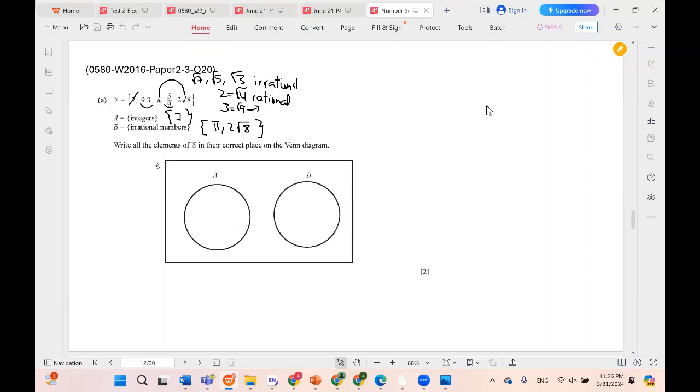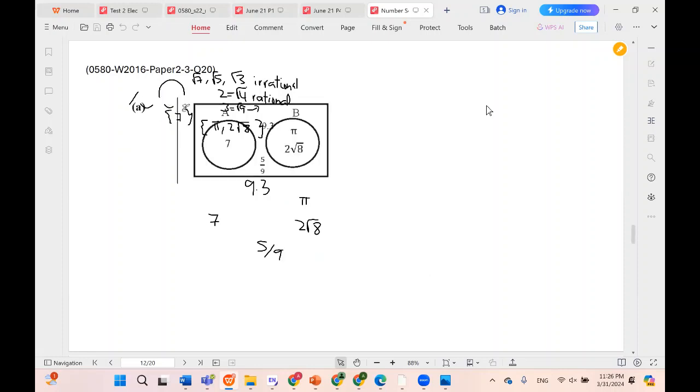So in order to fill in the Venn diagram, we would write 7 inside of A. We would write pi and 2√8 inside of B. And then we would write the remaining numbers, which are 9.3 and 5/9, outside of the two circles like this. And this would be the solution here. And we seem to have obtained the correct solution.